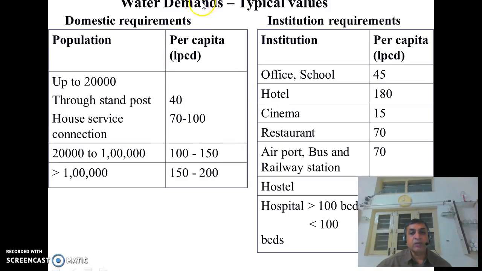The most important part of the water demand is the domestic requirement. If you look at this particular table, the water demand is related to the population. For less than 20,000 population, with supply through standposts or public community taps, you have 40 LPCD, and for house service connections 70 to 100 LPCD is an assigned value. For 20,000 to 1 lakh, it is 100 to 150 LPCD. For more than 1 lakh, 150 to 200. These values are derived from the manual on water supply and treatment published by the Government of India, CPHEEO.